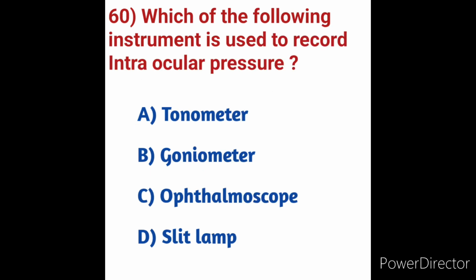The 60th question is the last question in this part 2 video, third set of model paper. In upcoming videos we will discuss from question 61 onwards. Now we will see the last question in this video. Which of the following instruments is used to record intraocular pressure, IOP? From the following options, which instrument can we use to monitor or record intraocular pressure? Option A, tonometer. Option B, goniometer. Option C, ophthalmoscopy. Option D, slit lamp.